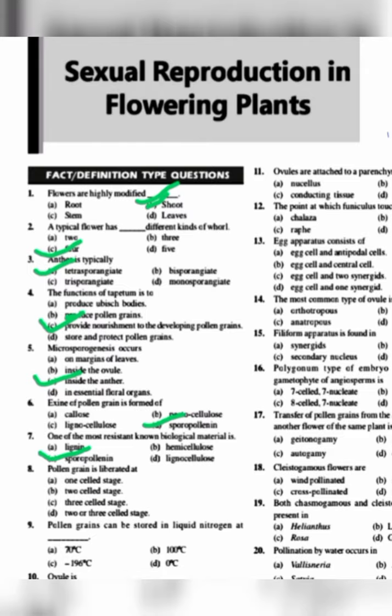Number 8. Pollen grains are liberated at A, 1 cell stage; B, 2 cell stage; C, 3 cell stage; and D, 2 or 3 cell stage. What we know about this one is that pollen grains are liberated at the 2 or 3 cell stage. If pollen grains are released at the 2 cell stage, that is, vegetative and generative cell, then the generative cell divides mitotically to produce 2 male gametes. But when pollen grains are released at the 3 cell stage, then 2 male gametes are already present. So the answer to number 8 will be D.